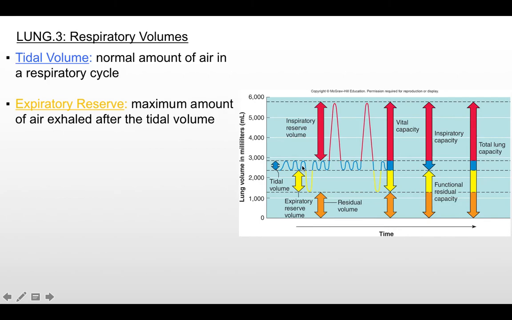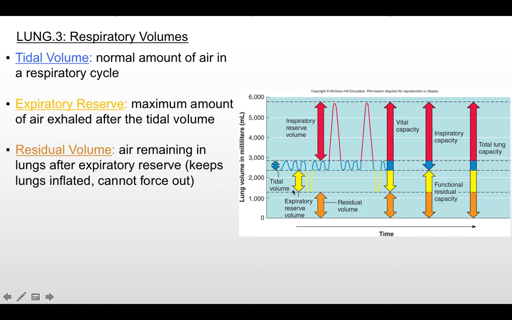If we wanted to, this is supposed to represent yellow, we could inhale, exhale, and then force more air out. That extra air that's sitting in there that you can force out if you really want to is called your expiratory reserve. Even underneath that, you still have air in your lungs because you're not flat. We would have to roll you out with a steamroller to get the residual volume out of your lungs. Simply because they're inflated and not collapsed, you have about 1,200 milliliters of residual volume.